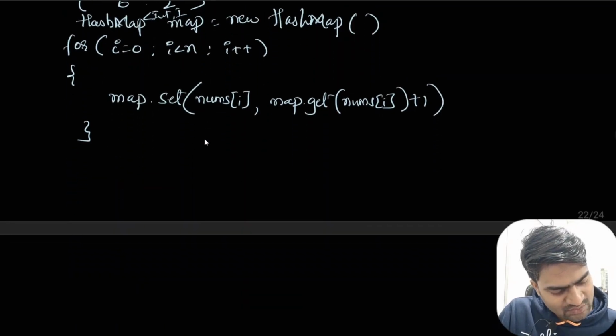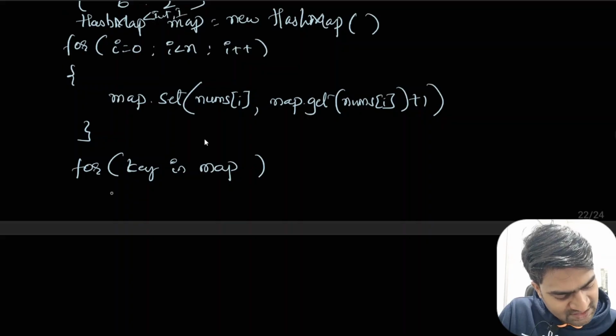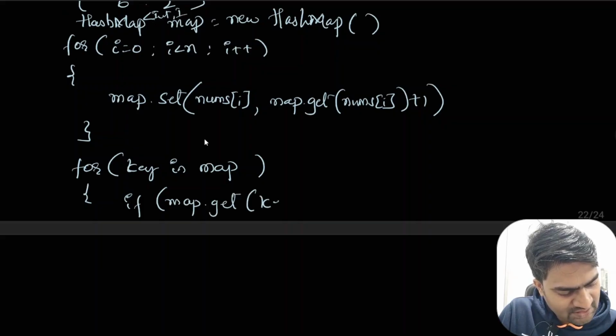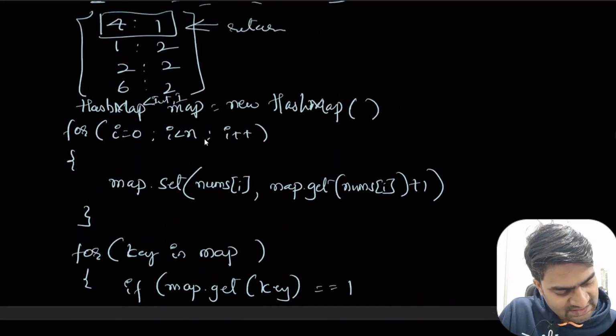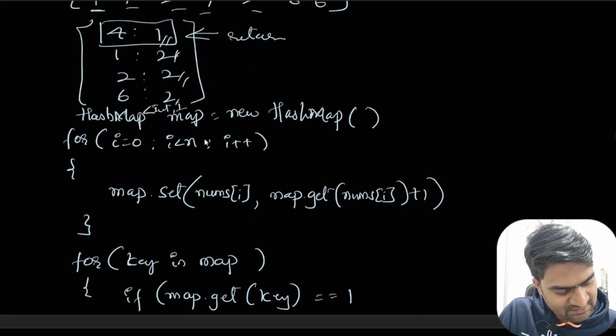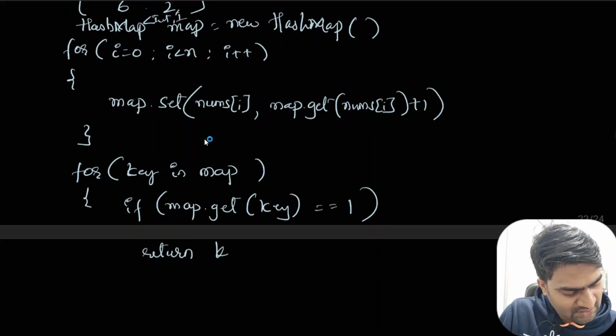After that, I will iterate for each key in map. Then I will check if map dot get of key is equivalent to 1. So get of key will give us the value, basically this value, this value, and we will check which one is 1. If it is 1, then we will return that particular key here.